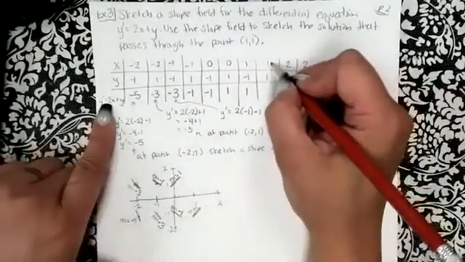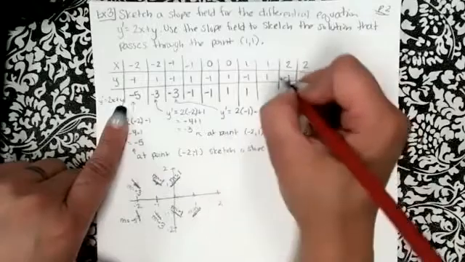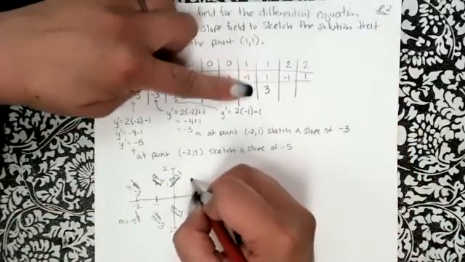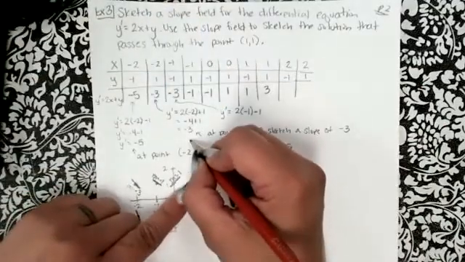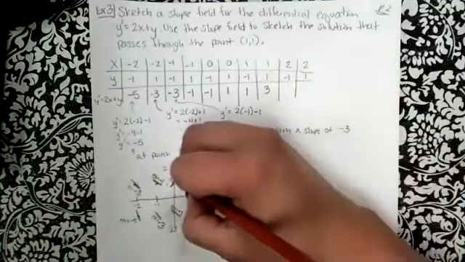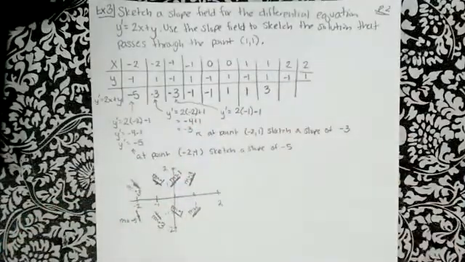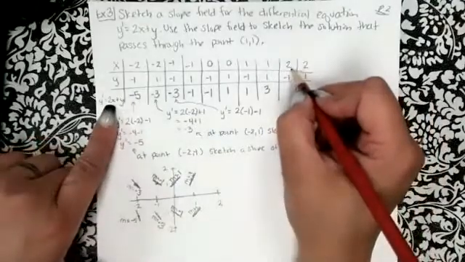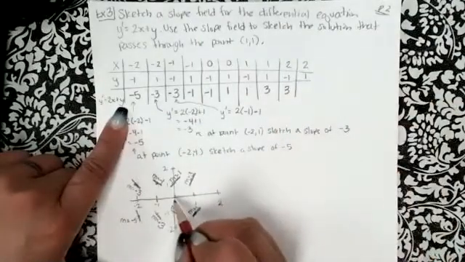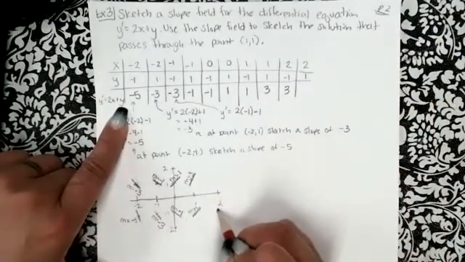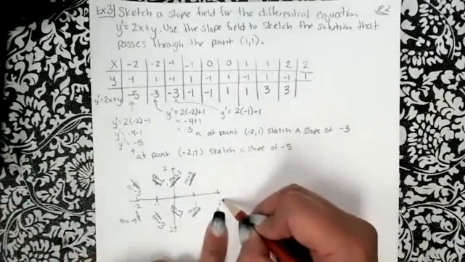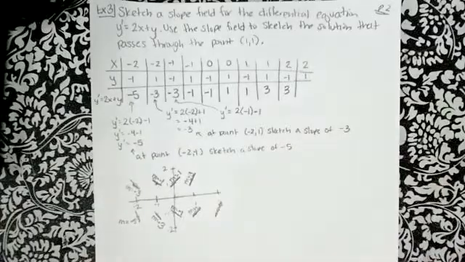When I plug in 1 here, 1 times 2 is 2 plus 1 is 3. So at the point x is 1, y is 1, I want a slope of 3, which means it's going to go up 3. So 1, 2, 3 over 1. So it's coming at that angle. When I plug in 2 here, 2 times 2 is 4, minus 1 is 3. So at the point x is 2, y is -1, it's right here. I want a slope of 3. So it's going to go up 3, 1, 2, 3 over 1. So there's my slope.